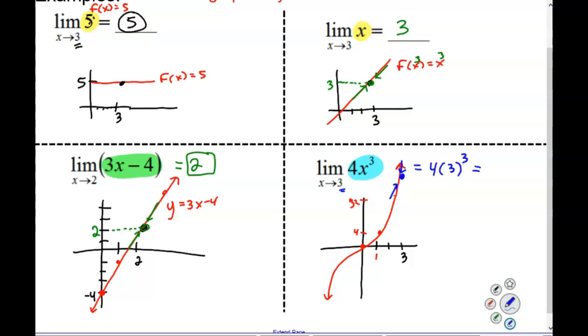So, 3 to the third power is 27. 27 times 4 is 108. Okay. I want to double check my math there. That's good.